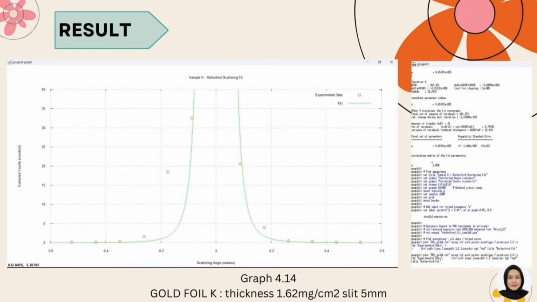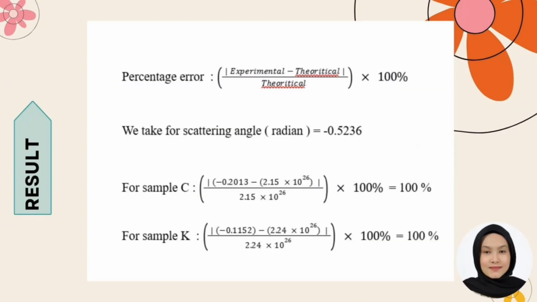And here is the fit for sample K. Similar steps were followed, and the fit also shows a similar trend with a sharper drop-off at larger angles. Again, the root mean square residual and variance confirm that the fit was statistically consistent. Here, we calculated the percentage error using the formula: percentage error equals experimental minus theory, over theory, times 100%. In some cases, the error reached up to 100%, especially at small angles.